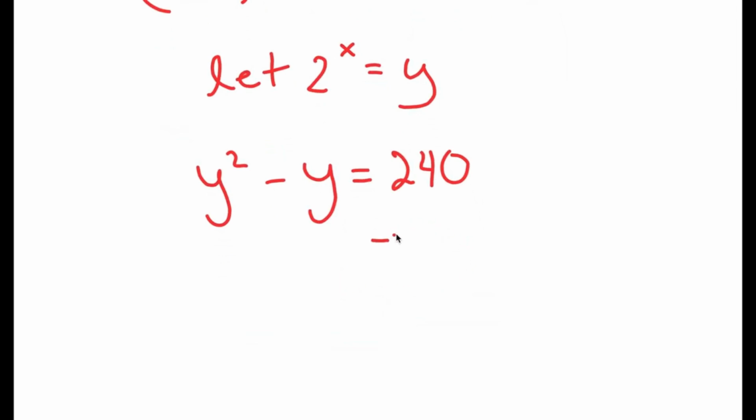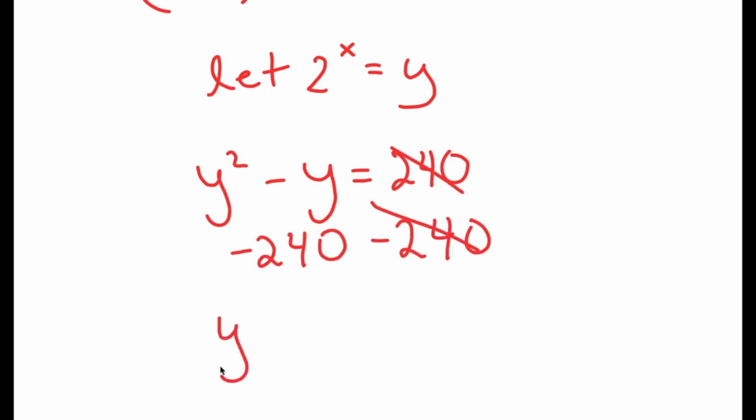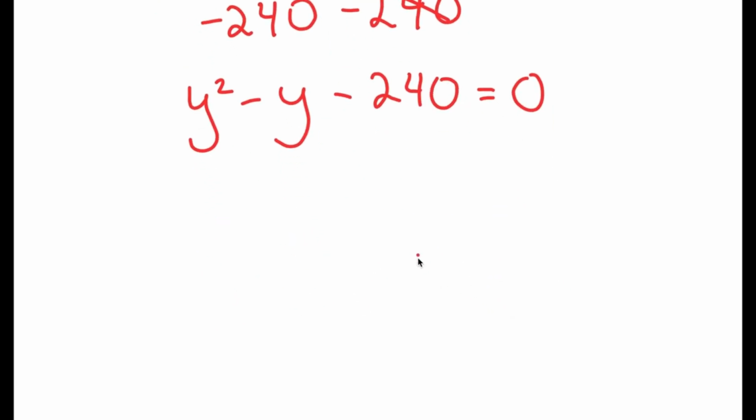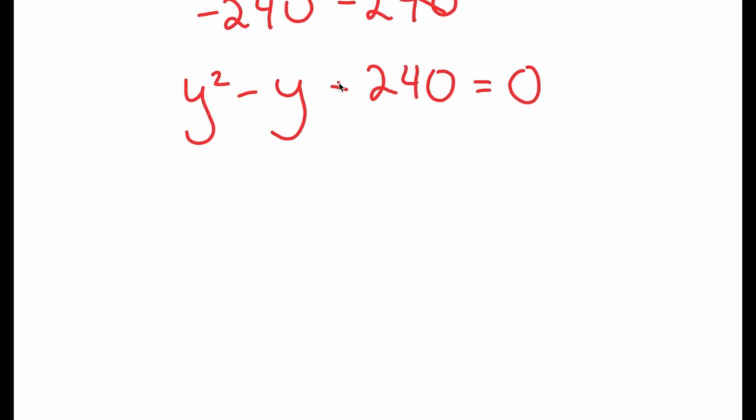And now I can subtract 240 on both sides. So these two cancel out, and I get y squared minus y minus 240 is equal to 0. So what I have here is a quadratic equation, and to find the solutions of this quadratic equation, I can use the quadratic formula.